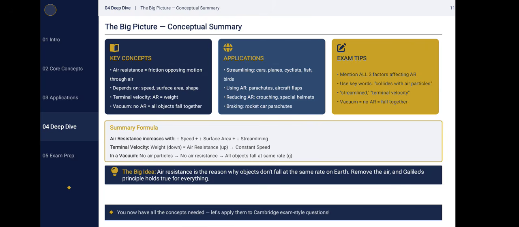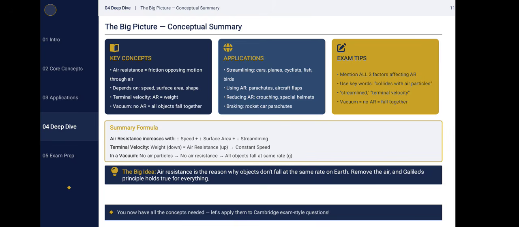Next is what you people will have to keep in your mind. These three things: air resistance increases with increasing speed, with having a greater surface area, and by having no streamlined shape. And terminal velocity, what is it?